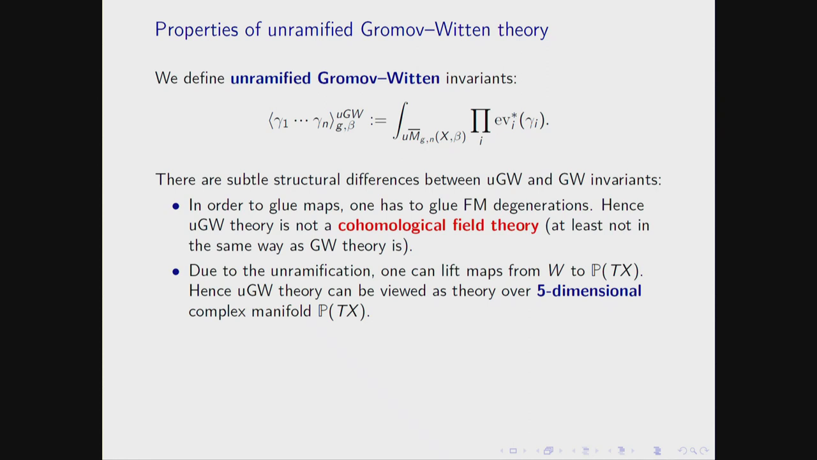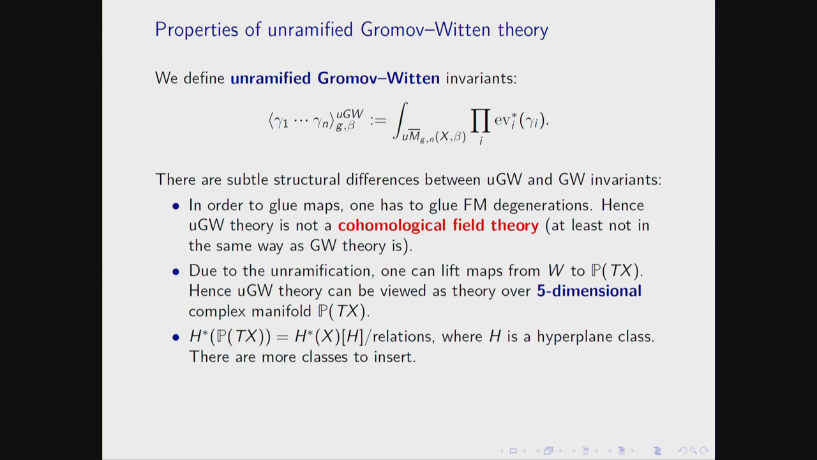So you can always lift maps from Fulton-MacPherson degenerations to these projectivizations of tangent bundles. In particular, you can view unramified Gromov-Witten theory as a theory that lives over a five-dimensional complex manifold, the projectivization of a tangent bundle. It's a very useful perspective. In fact, it will be crucial for something later.